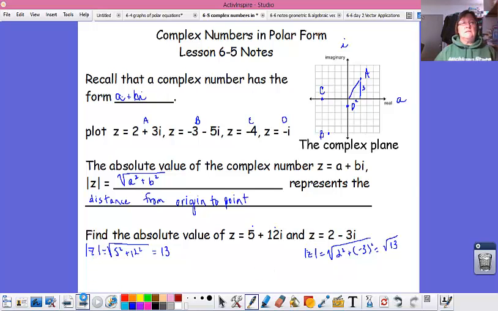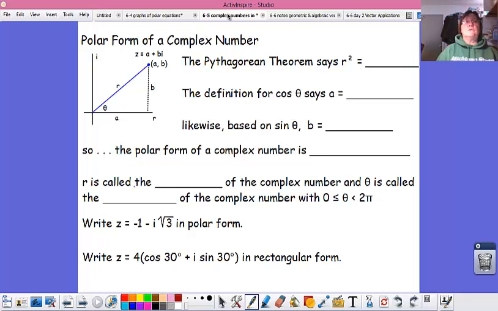So let's see how we can relate this in the polar form, because that's the goal of this lesson, is to do arithmetic with complex numbers in polar form. So we have a diagram here for you that shows a polar number graphed. The coordinates are a and b because the number is a plus bi. And as we said a moment ago, the square of r is equal to the square of a plus b, right? a squared plus b squared.